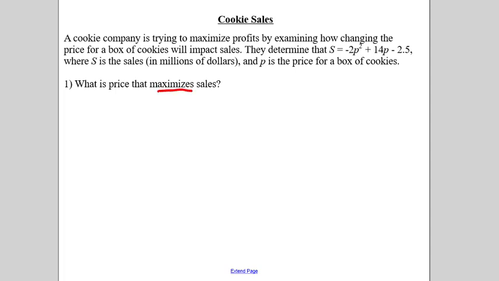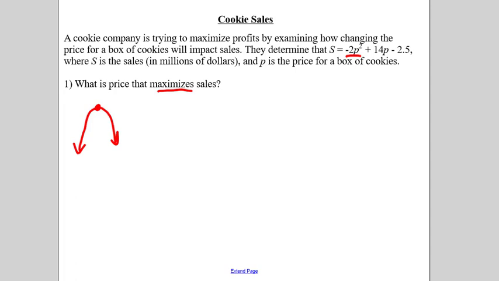That word maximizes should ring a bell, because when we're looking at maximization and we have a quadratic, we know that we're looking at trying to find the vertex. And we know it's a maximum because of that negative p squared, which means that if we graphed it, it would be a downward facing parabola. So our vertex would be our highest point on the parabola.